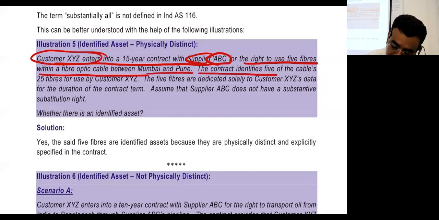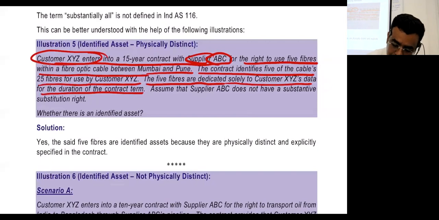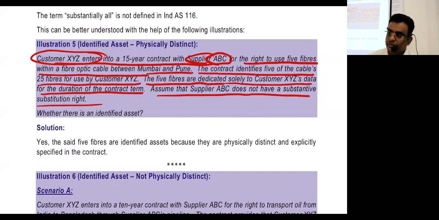The contract is for 5 cables, 25 fibers for use of customer XYZ. The 5 fibers are dedicated solely to the customer XYZ's data for the duration of the contract term. Assume supplier ABC does not have substantive rights. Obviously, if I give the cable, I have given it only for his use. Static IPs are also given separately. So when given, can those 5 cables be identified separately? The question itself says there are no substantive rights.